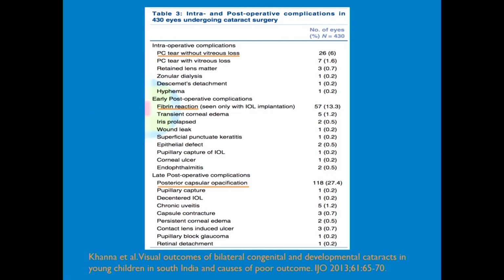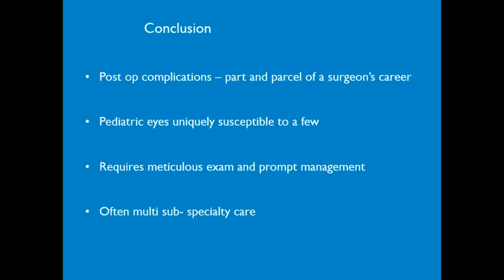So this is another publication from India. You can see that if you look at the early postoperative complications, it's always the visual axis opacity related. Okay, it could be fibrin reaction on the IOL or a visual axis opacity. And the late complications, you could have posterior capsule opacification. So this is in brief about pediatric cataract complications.